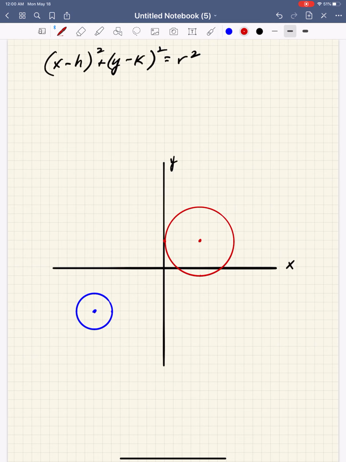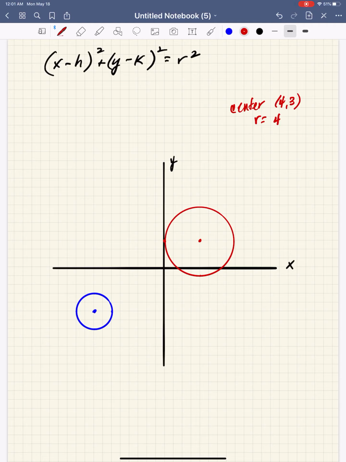Now we have some circles that are not at the origin. So we'll look at the circle that's in red first. Again, your formula is at the top of the page. The center here for the red circle is at 1, 2, 3, 4, at 4, 3. And its radius is 4.